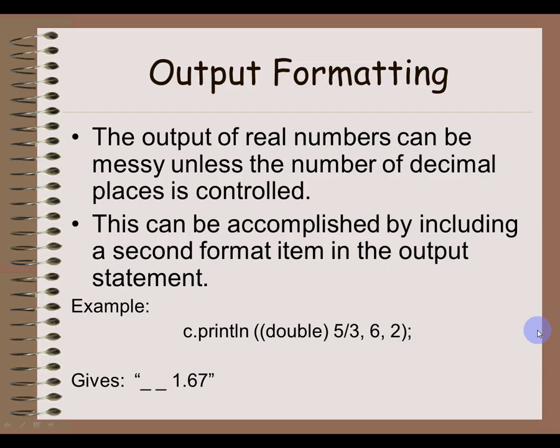If I have a repeated number, so something that's going to repeat indefinitely, like 5 divided by 3, which would be 1.66666666, I can add a second format item, which tells me the number of decimal places to include. So I'm going to show this 5 divided by 3 in 6 spaces with only 2 decimal places. So again, 1, 2, 3, 4, 5, 6, 1.67 showing 2 decimal places.